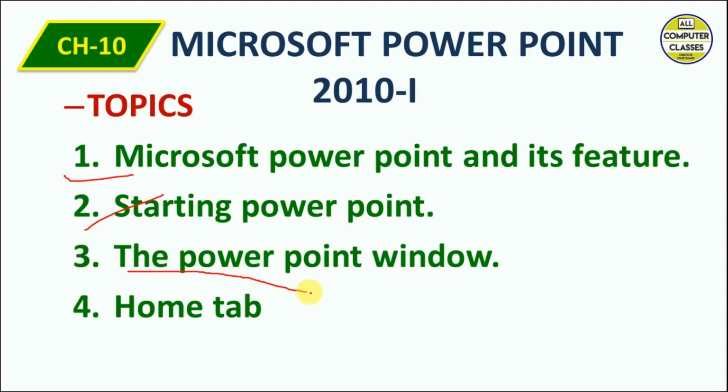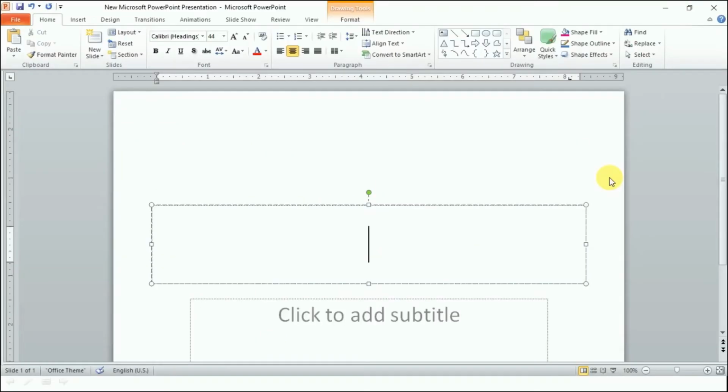Now the next topic is the PowerPoint window and then home tab, right? So let's see the PowerPoint window and know more about it. So this is how your Microsoft PowerPoint looks, right? Here the topmost is called the title bar. It displays the name of the current presentation, right, and the name of the application software. The default name here is new Microsoft PowerPoint presentation. Whatever name you give, after saving it, it will be displayed here, right?